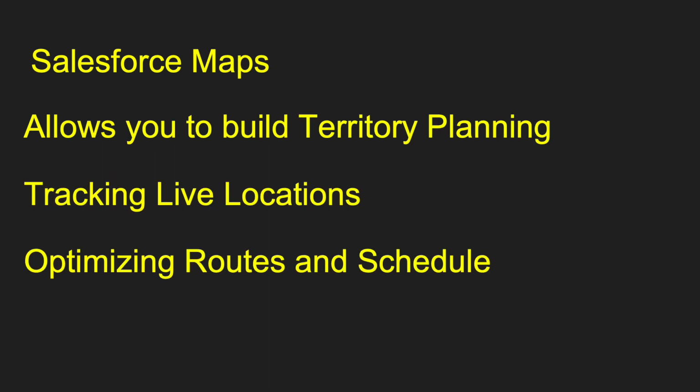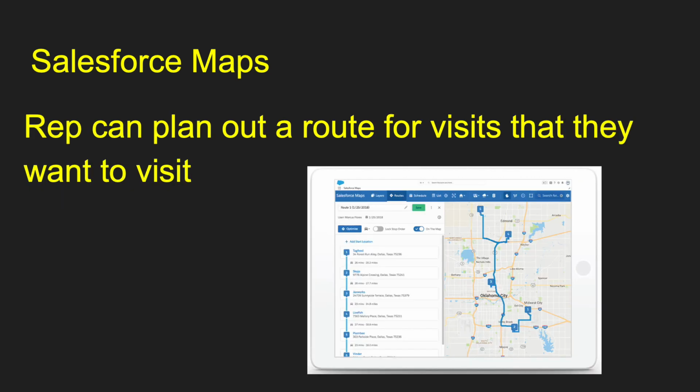The next tool we're going to talk about is Salesforce Maps. It allows you to build a territory planning. You can track live locations. You can optimize routes and schedules, so you can make your trip more successful by planning that out. With Salesforce Maps, you can have your rep plan out a route to visit for all the different accounts they want to go to. Maybe some potential leads are in there. You can build out your route to see how you want to get there, and you can also optimize that route to make sure that you don't go out of the way, and you can plan your route accordingly so you don't waste time.